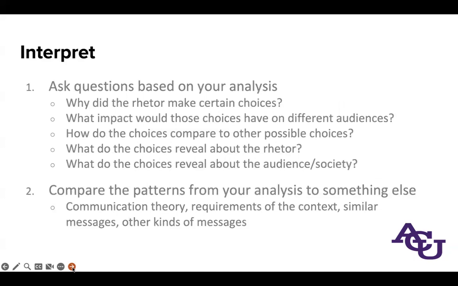So, to do interpretation, first, you've got to ask some questions. Why did the rhetor make certain choices? In other words, it's third down and 10. Why did the coach decide to run the ball and not pass? What impact would these choices have on different audiences? How do the choices compare to other possible choices?